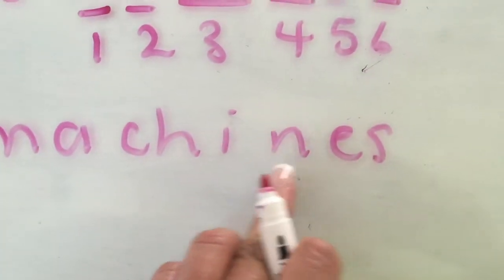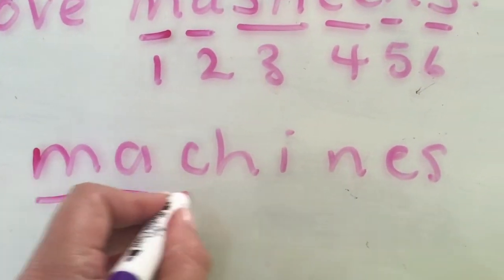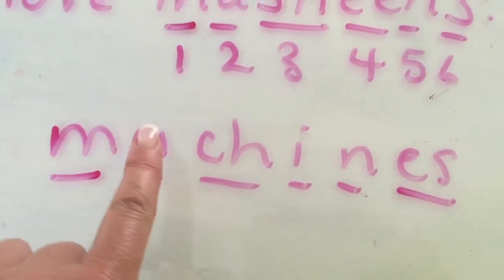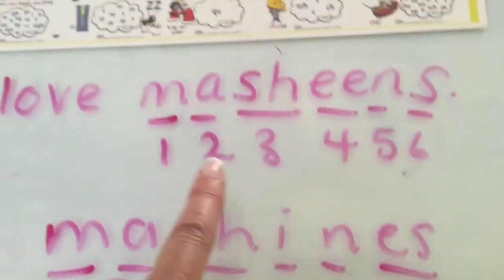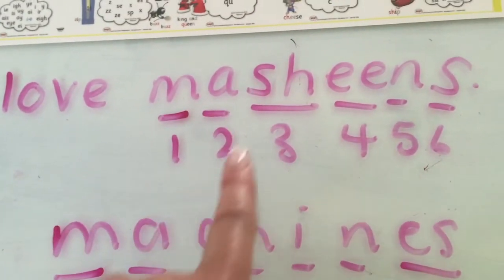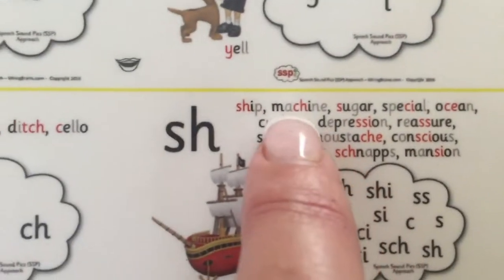And when you're writing it, try and do a little tiny space just so their eyes can see. Now look. What have we got? M-A-Sh-E-N-S. Now you tell me which needs to change. No, that one's brilliant. That one's brilliant. So this one needs to change. And they might look at the sh cloud and find it. Oh, machines in there already.